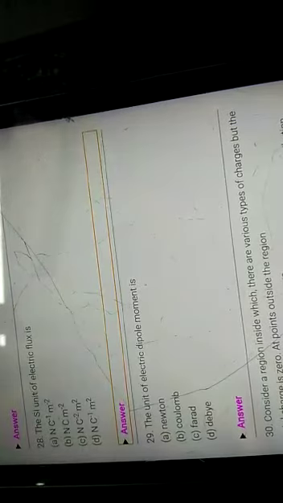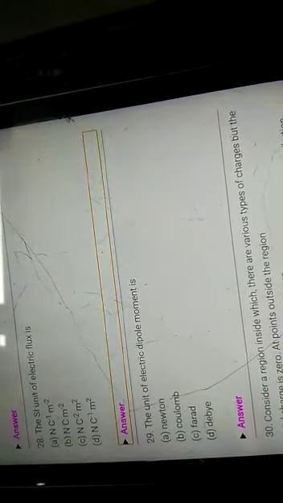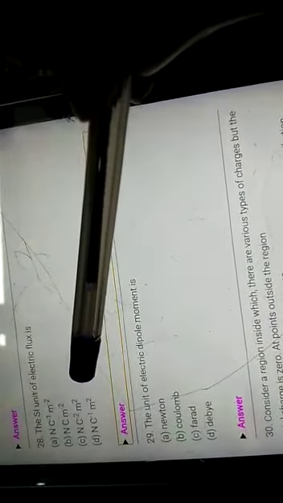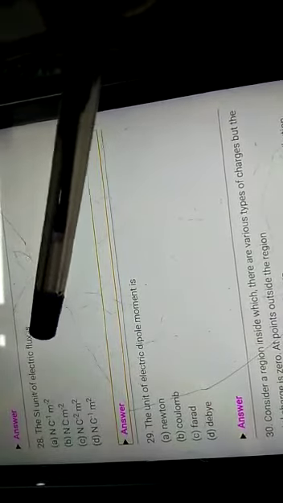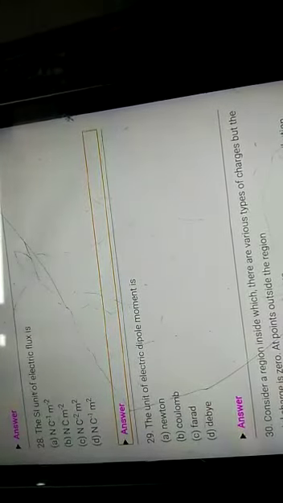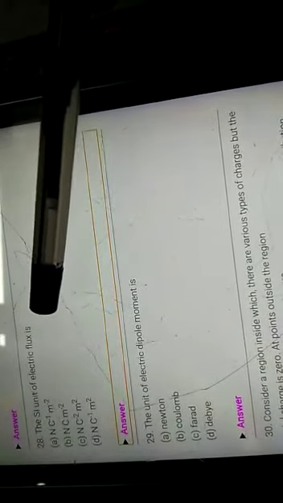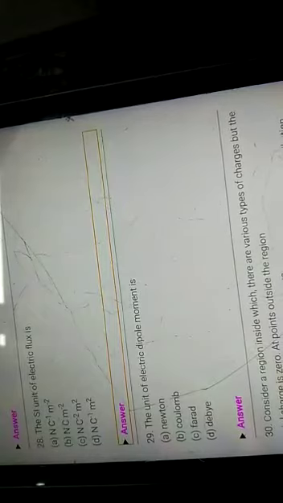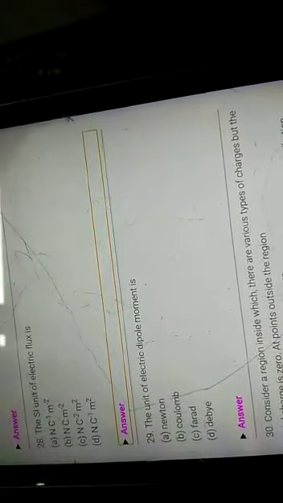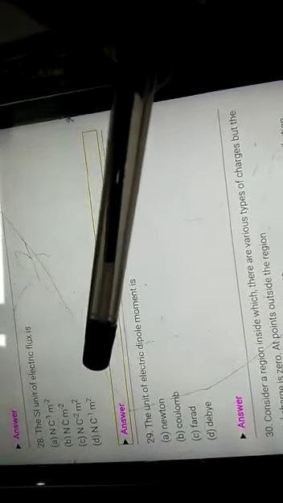Clear? So if your flux is Q by epsilon naught, from that we can say your D is going to be the correct option, Newton per Coulomb meter square. So SI unit of electric flux is Newton per Coulomb meter square, and you can obtain it from the equation flux is equal to Q by epsilon naught, and the unit of epsilon naught is already discussed earlier. So for question number 28, D is going to be the correct option.